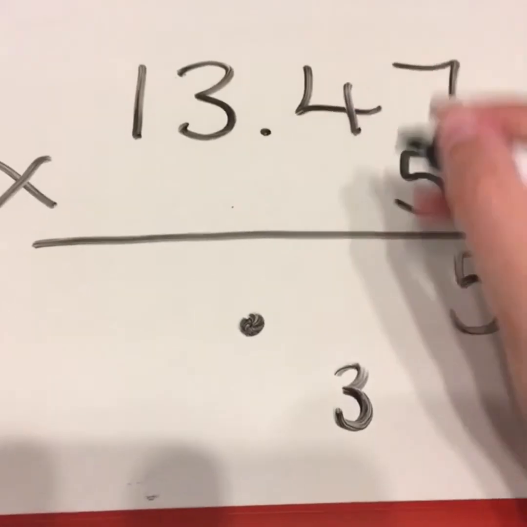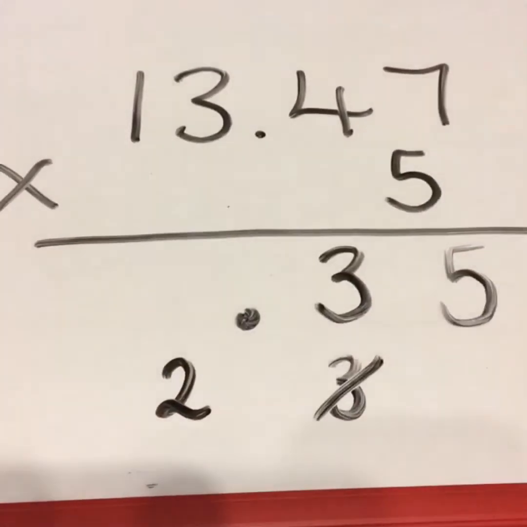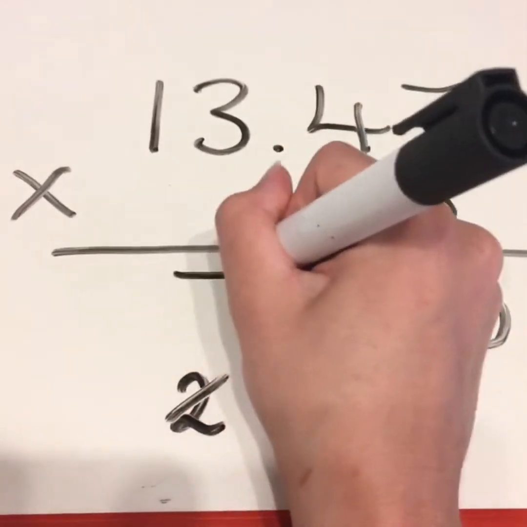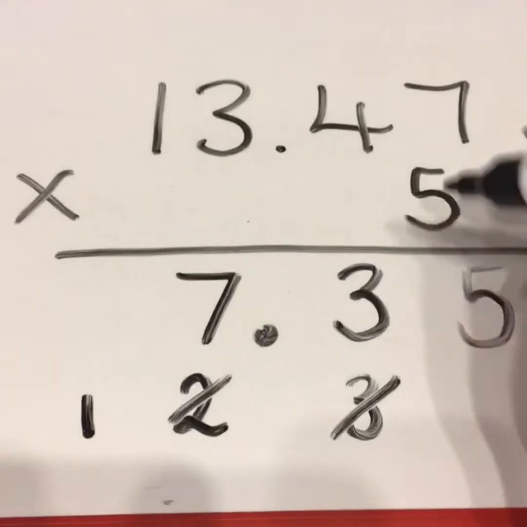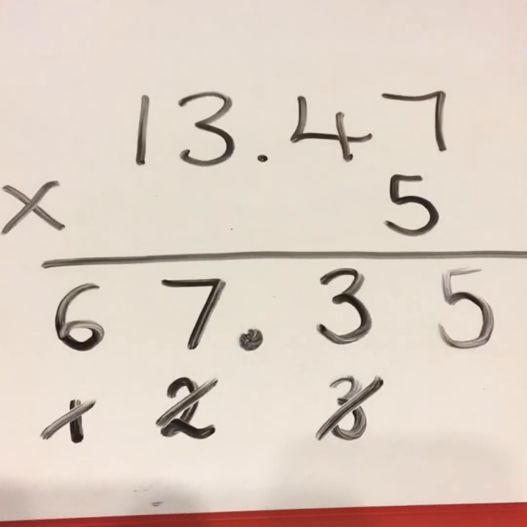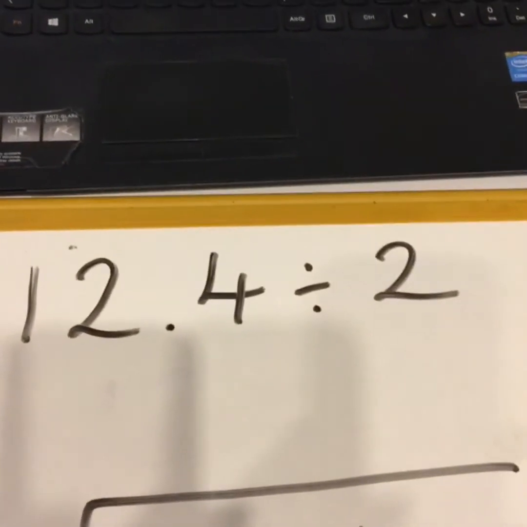5 times 4 is 20. Add my 3, 23. So I rename those 20 tenths as 2 ones. 5 times 3 is 15. Add 2 is 17. Rename. 5 times 1 is 5. Add 1 is 6. 67.35.